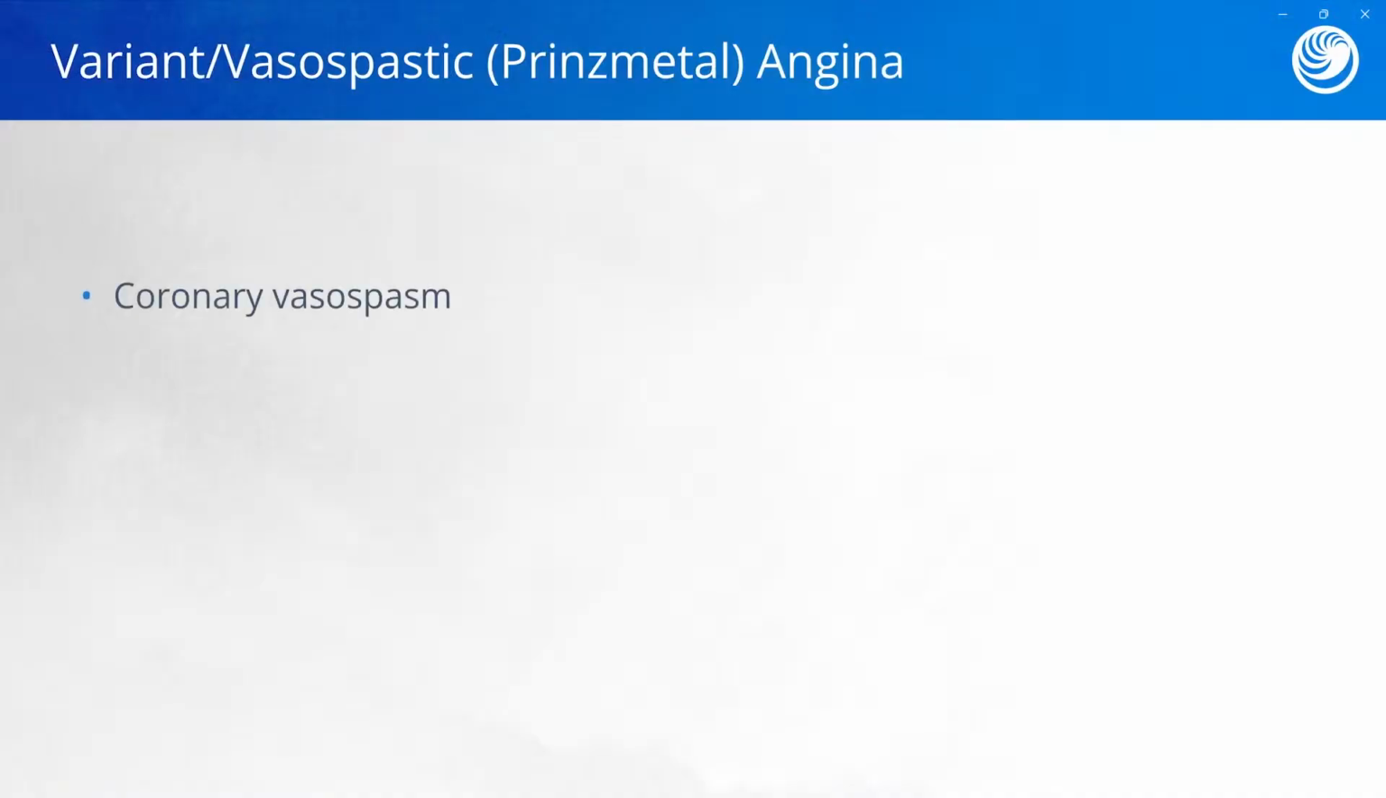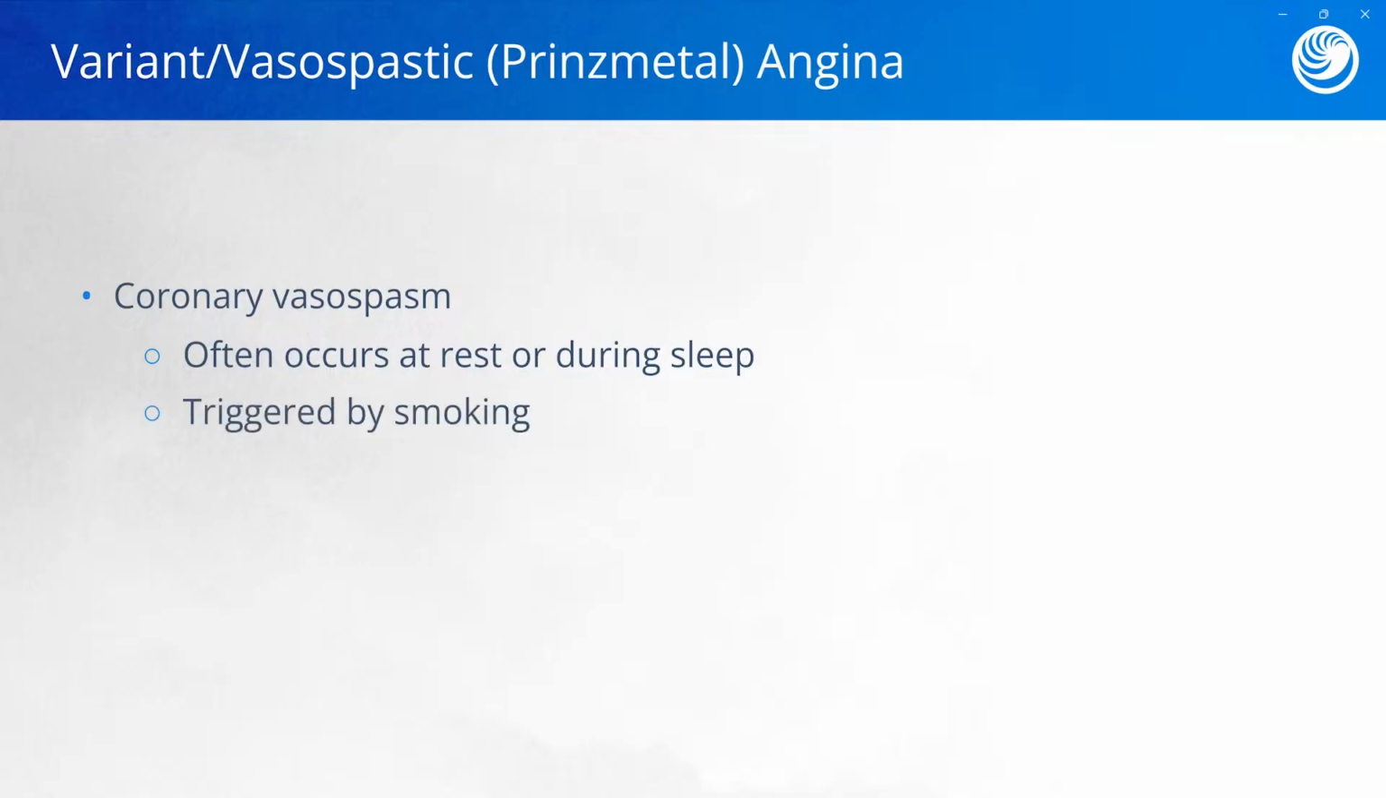The final type of angina is variant or vasospastic angina, and this is caused by a coronary vasospasm. It often occurs at rest or during sleep and could also be triggered by smoking.